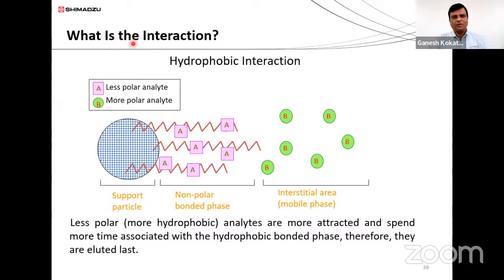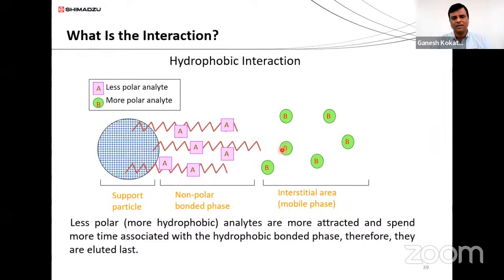So what is the interaction? Normally, if it is a silica column, silica gel, and if it is a silyl moiety, if we attach a C18 carbon chain over here, it becomes a C18 column. So it's a support particle, and this is a non-polar bonded molecule. That means it's less polar. A is less polar, and B is more polar. So B, as it indicates, is more polar, not less polar.